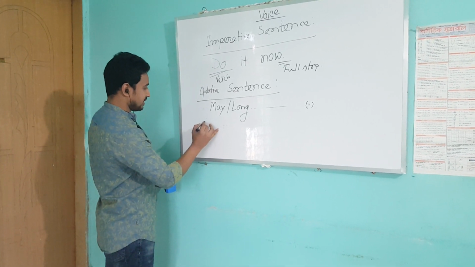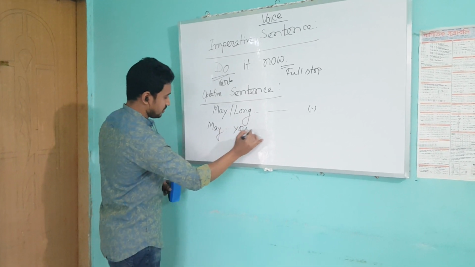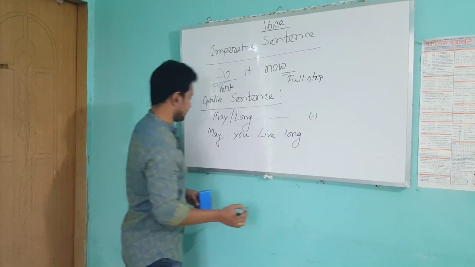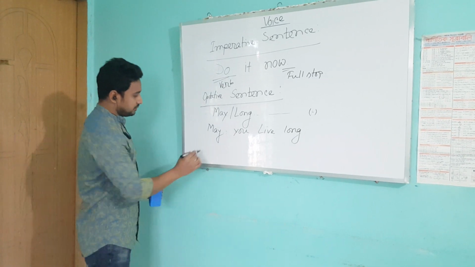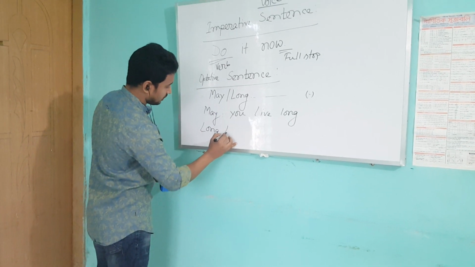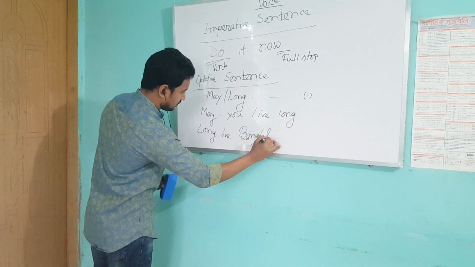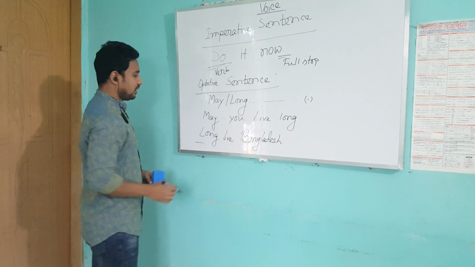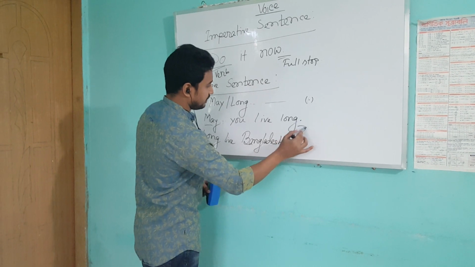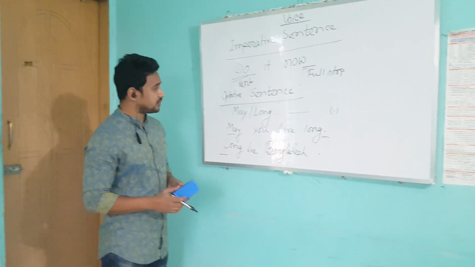So let me write a sentence. May you live long. Long live Bangladesh. Look, both of the sentences have "may" or "long", and at the end we have a full stop. So it's very easy to understand an optative sentence.